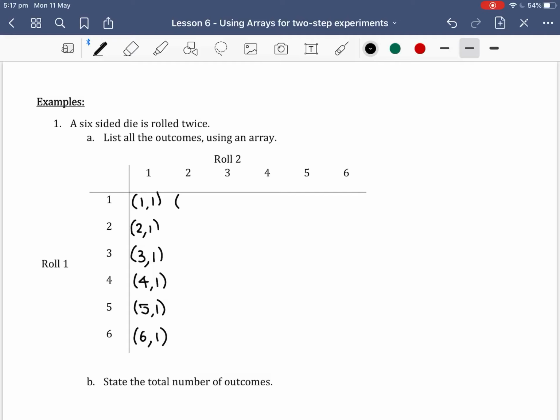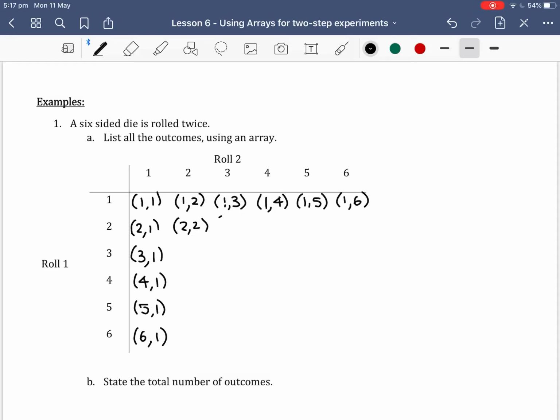And then we continue with this on. So this will be 1, 2. This will be 1, 3. This will be 1, 4. This is 1, 5. And this is 1, 6. So they're all the different types of rolls we can have.